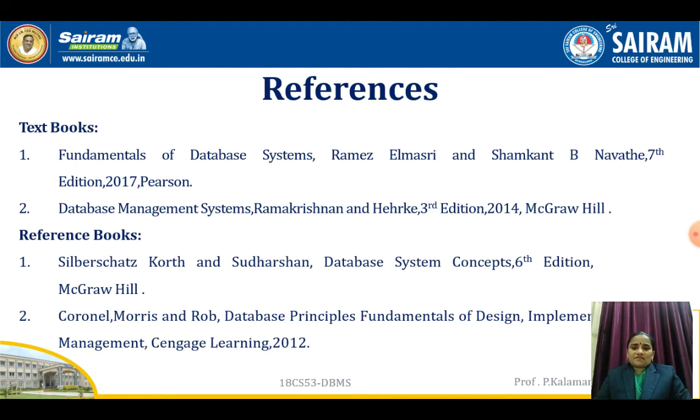Then these are the reference books, the textbooks used for this subject. Fundamentals of Database Systems by Ramez Elmasri, and you should take the 7th edition, Pearson publication. This book covers the first 4 modules of your subject. And Database Management Systems by Raghu Ramakrishnan and Gehrke. This book covers the last module. Along with that, you can take the third module also. Some topics we can refer in this book.